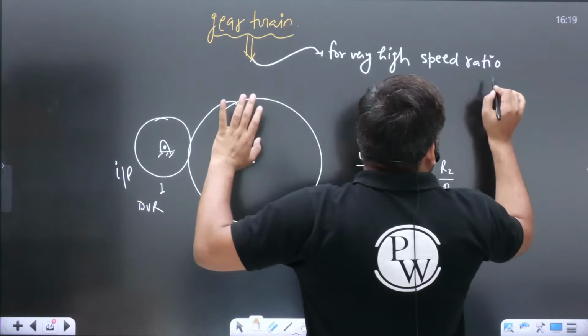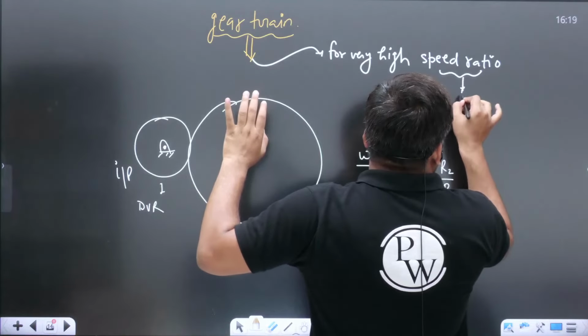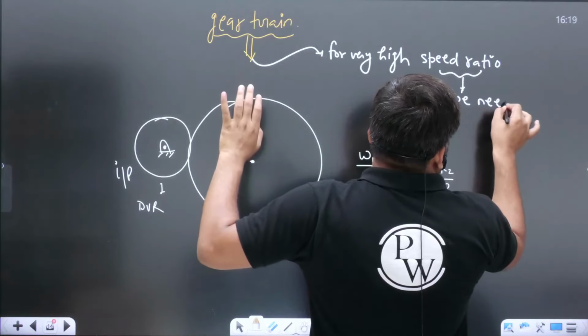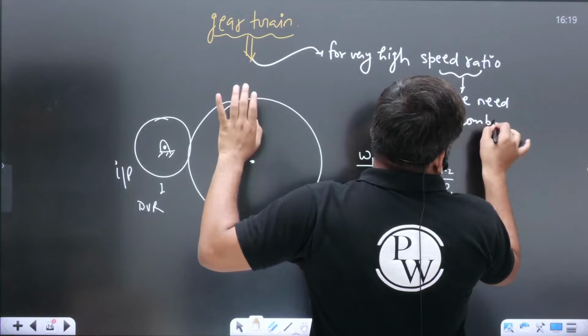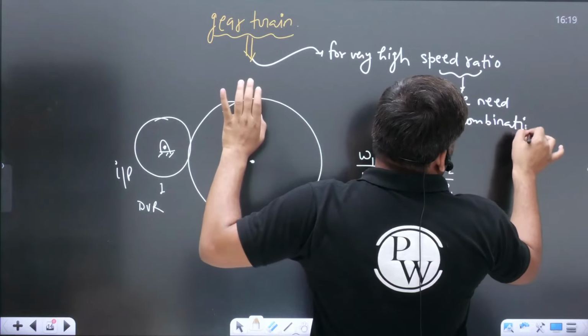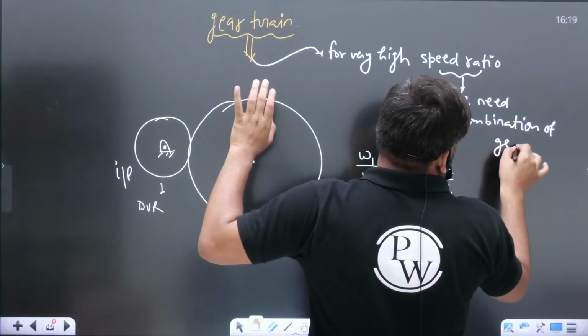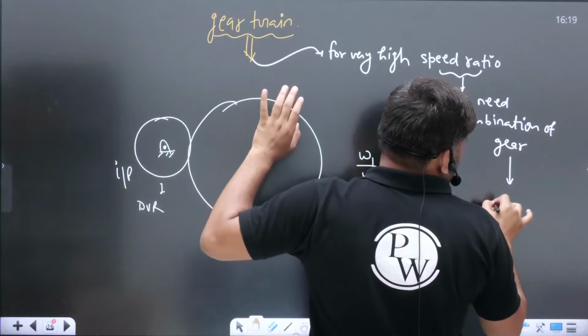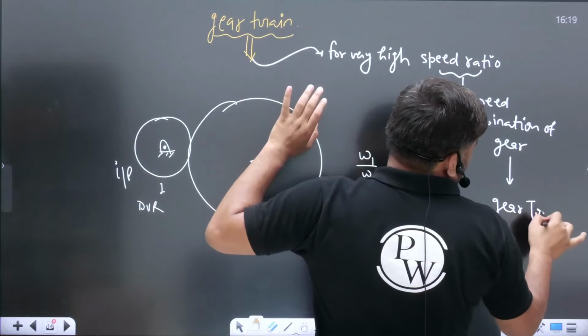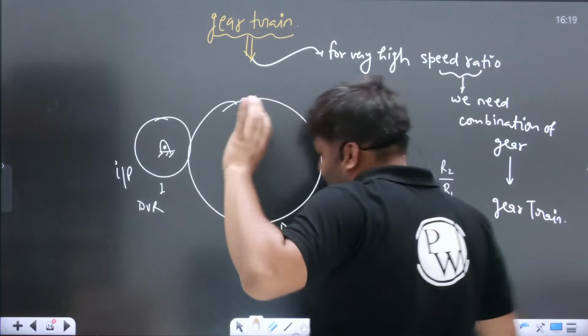For very high speed ratio we need a combination of gears, and that combination of gears is something which is known as a gear train. Beta, this is something which is known as a gear train. Now everybody is comfortable with why we need a gear train?